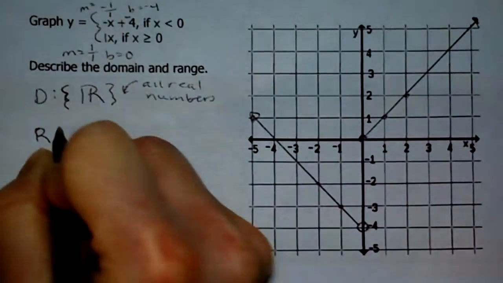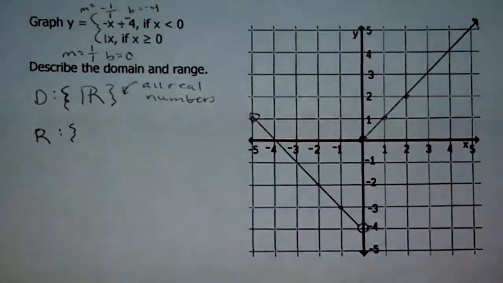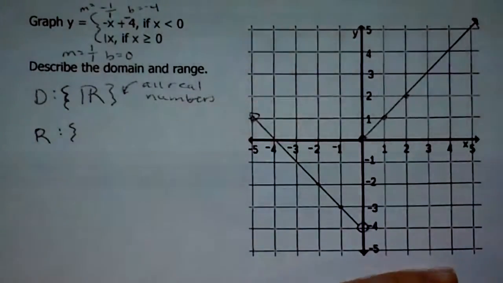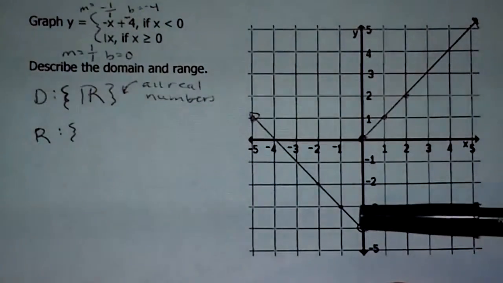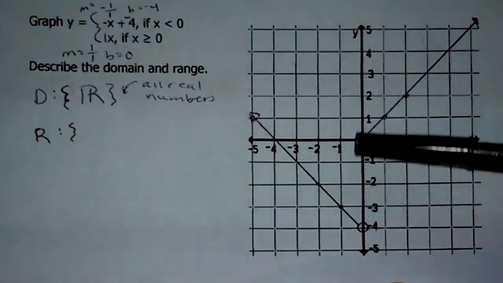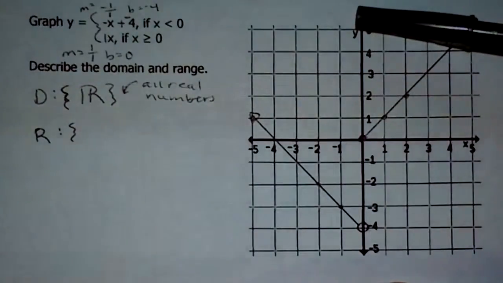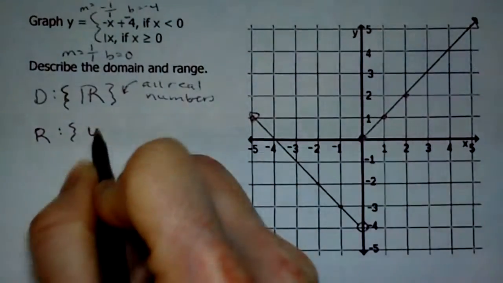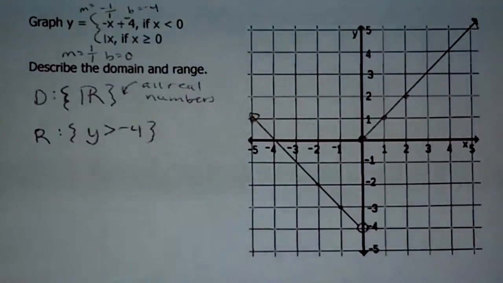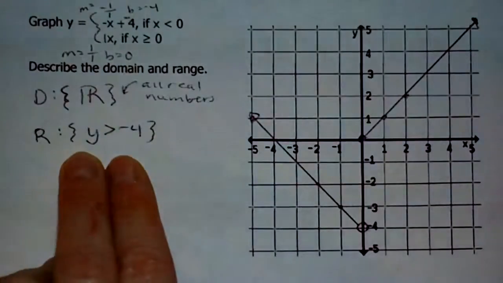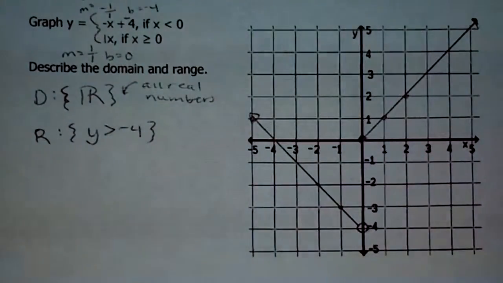As far as the range goes, I want to look at what are all the values that y can be. So we start at the bottom of the graph, remember, because I want to go from low to high. And y can't be -4, but y can be any value that's greater than -4, right? So for my range, I would write y is greater than -4. Remember, when you have that continuous data, we end up summing it up that way instead of giving those specific little individual values.